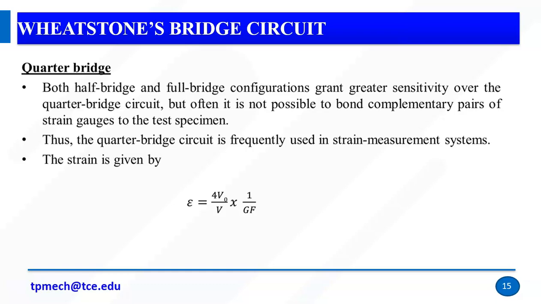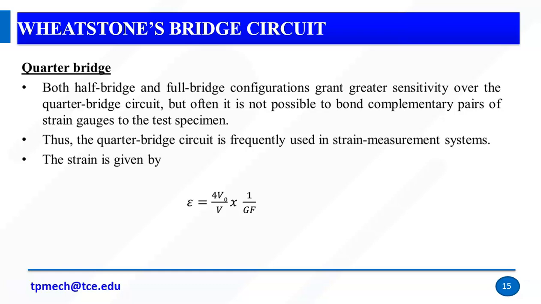The quarter bridge is a limited one because even though we know where the strain will occur, we can't ensure. So if I say tensile force, appo tensile strain varudhu, appadina object la top surface la tensile agum, bottom surface la kandipa compressive ah act agum. So it is very difficult to bond. Then the quarter bridge circuit is frequently used in strain measurement systems.